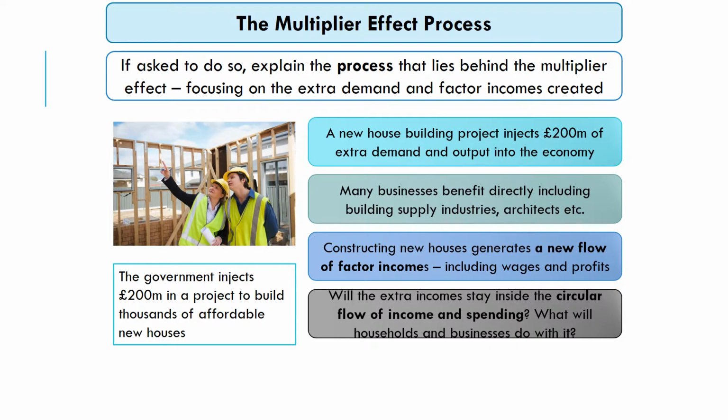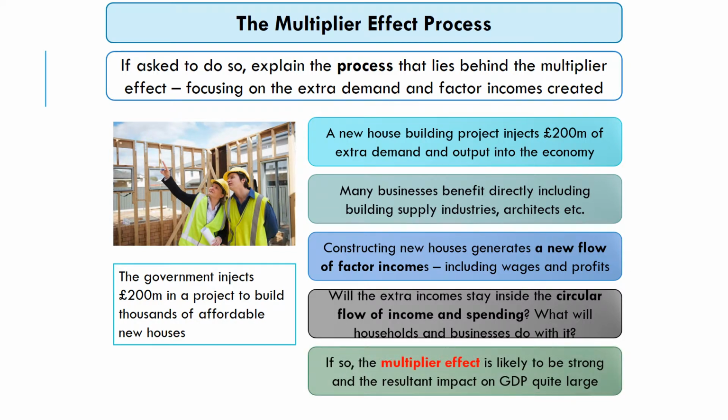Now, the extra income that those households have earned, the big question is, will that stay inside the circular flow of income, or actually will it be saved or paid out in tax or paid on imports? What will households and businesses do with it? That's the key question. If it does stay inside the circular flow of income and they spend a lot, they have a high propensity or high rate of consumption, then the multiplier effect is likely to be quite strong and the impact on GDP quite large.